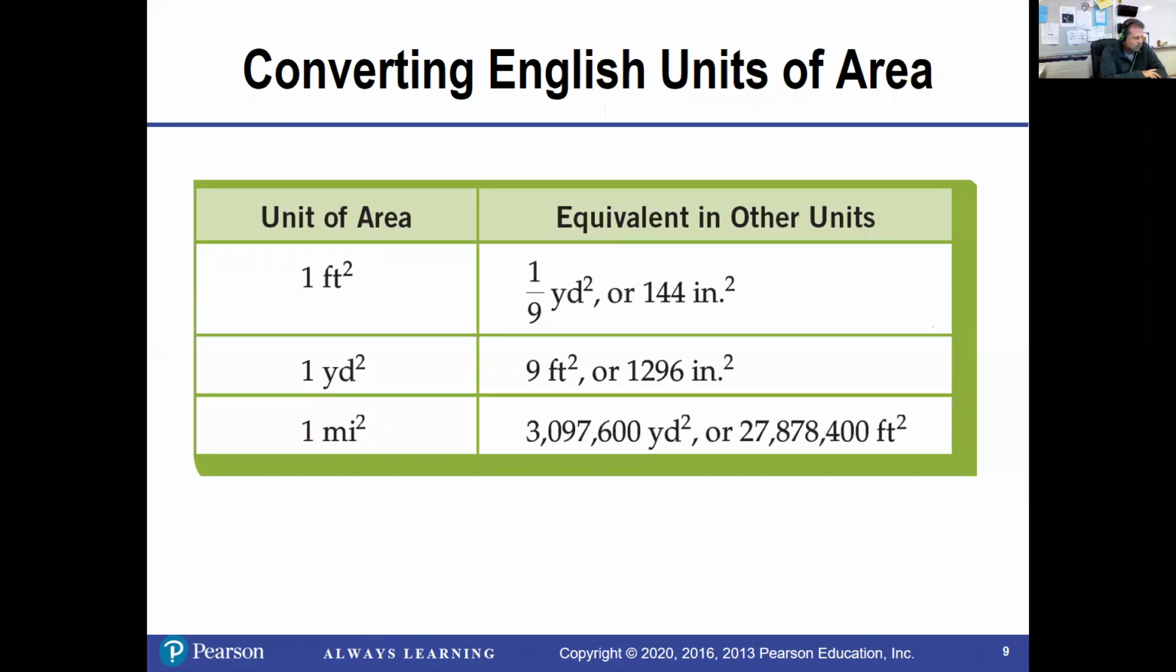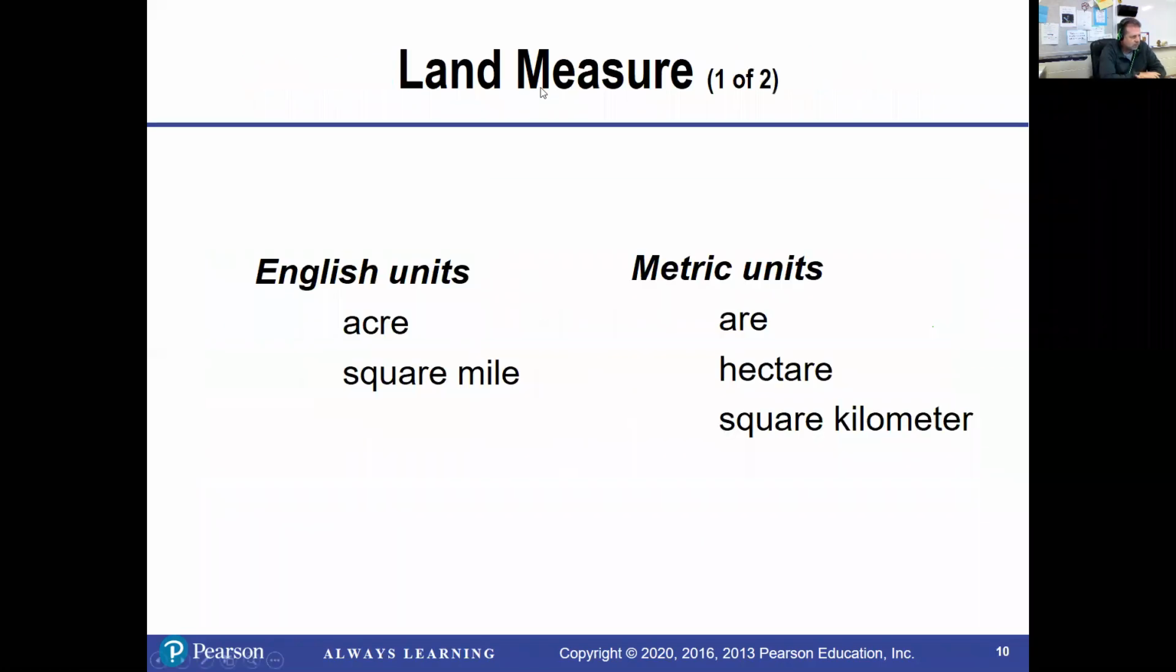And 1 mile, take how many feet in a mile, multiply it times itself, and you get the big numbers like you got there. Okay? Then in land measurement, in English we call them an acre. And then you have square miles. In metric units, you have an aire, A-R-E. And then a hectare, and then you have a square kilometer.